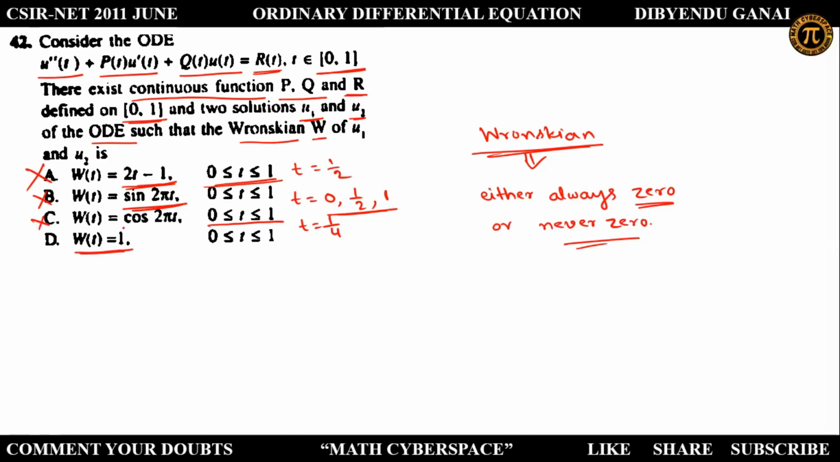This is W(t) equals 1. That means here the Wronskian is a fixed value 1, that is constant, and this is always non-zero. So in the closed interval 0, 1, the Wronskian is always non-zero. That means it satisfies the condition of the Wronskian that it is either always 0 or never 0. So option D will be the correct option.